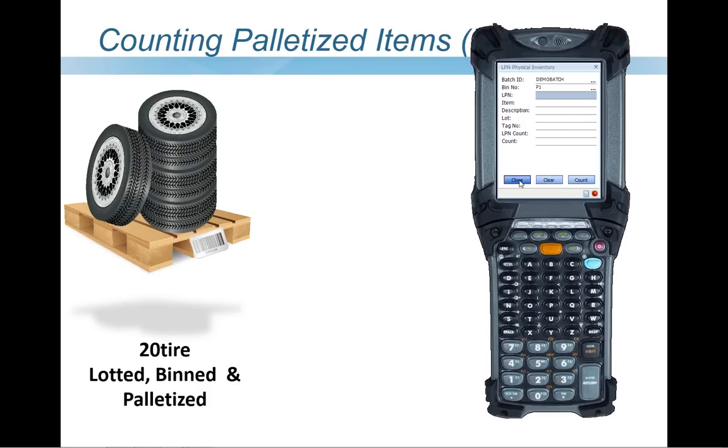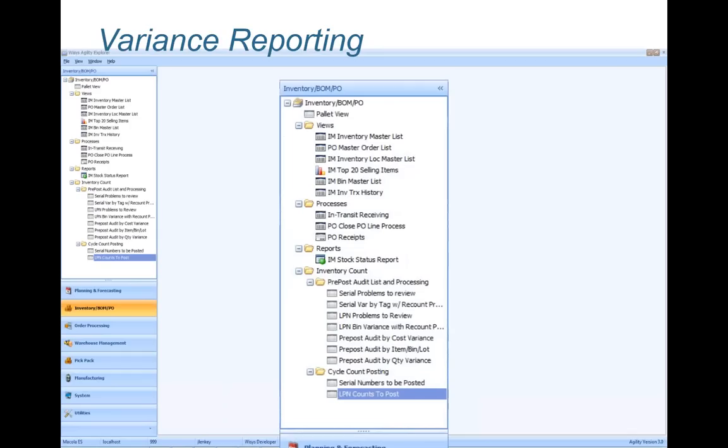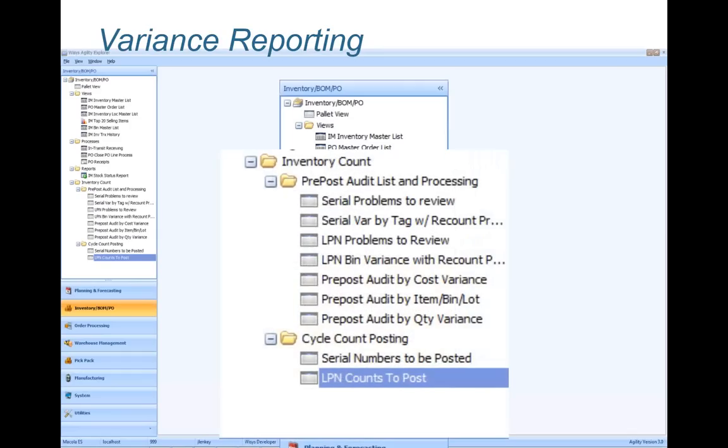That is cycle counting on our handhelds. We're going to move over and talk about our variance reporting. Our variance reporting is inside of our Agility software. For those of you not familiar with our Agility software, it's the desktop component of WiSys. It does a lot of different things, but today we're going to focus on just these options here under the inventory section, specifically those under inventory counting.